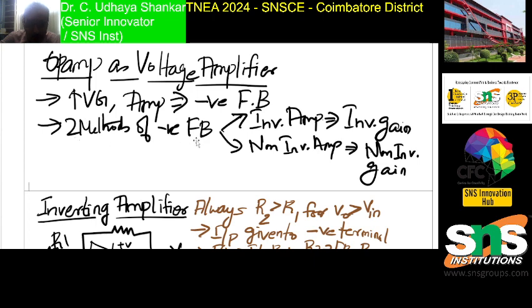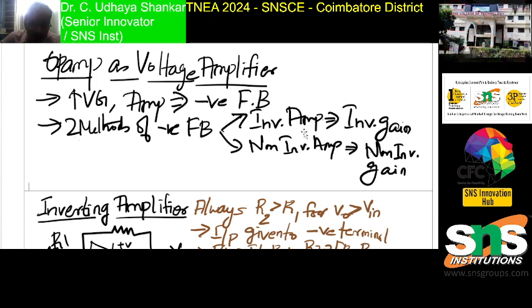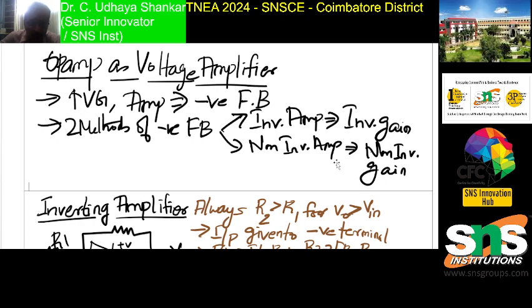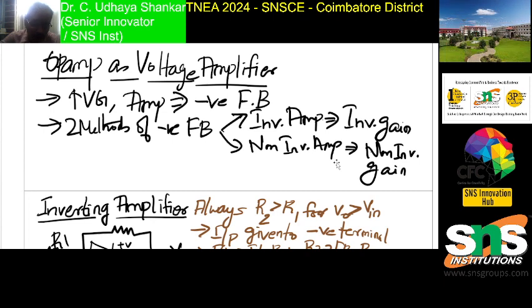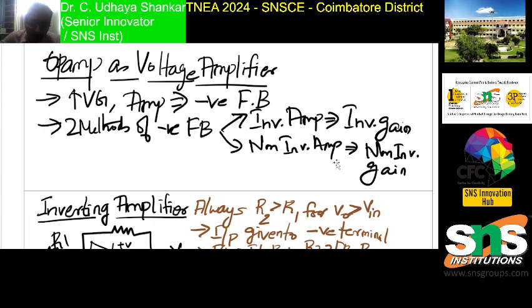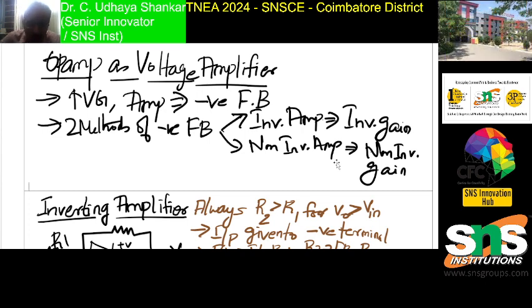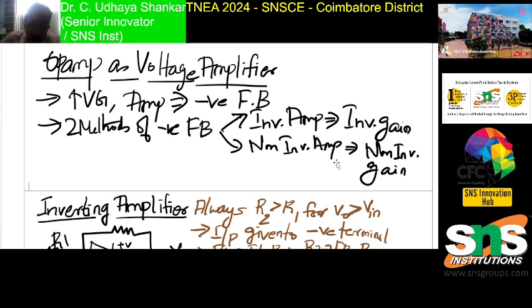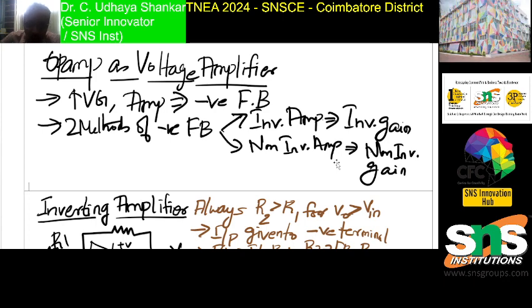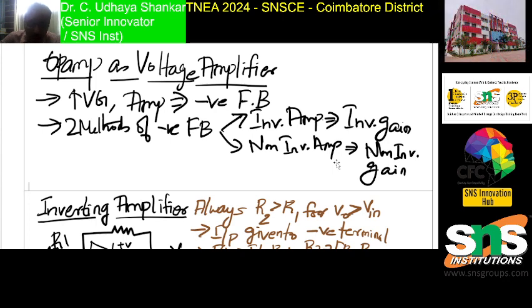There are two types of negative feedback. One is called an inverting amplifier, the other one is called a non-inverting amplifier. What it means actually? Inverting amplifier in the sense, if the feedback signal is given to the negative pin of the op-amp, then it is called an inverting amplifier. If the feedback is given to the positive, then it is called a non-inverting amplifier. Okay, so let's go and discuss.